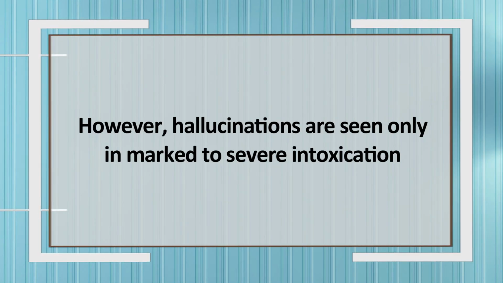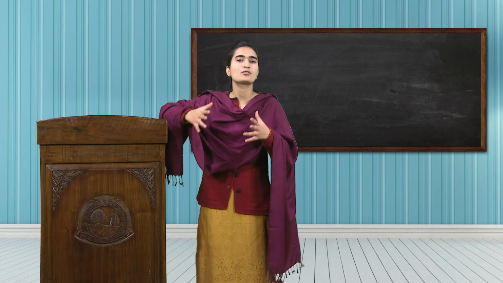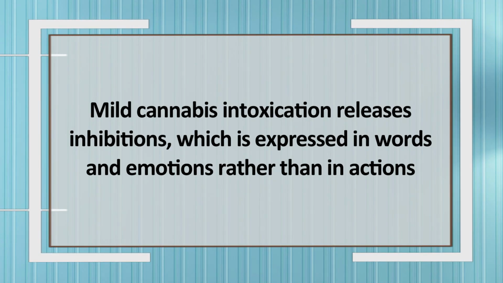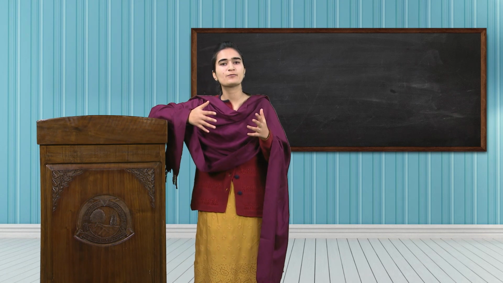However, hallucinations are seen only in marked to severe intoxication. These are often visual, ranging from elementary flashes of lights and geometrical figures to complex human faces and pictures. Mild cannabis intoxication releases inhibitions, which is expressed in words and emotions rather than in actions. Flashback phenomenon has been described and is characterized by recurrence of cannabis use experience in the absence of current cannabis use.